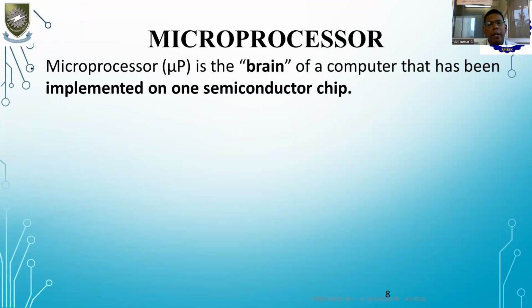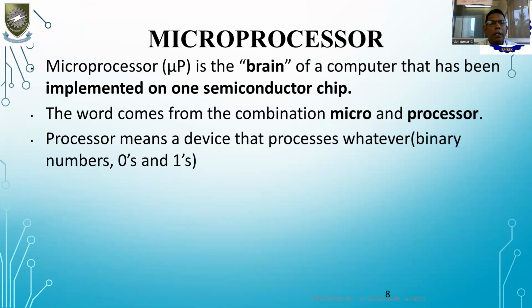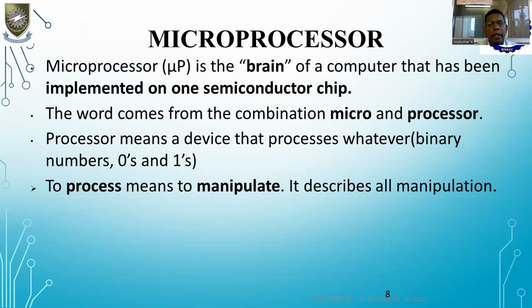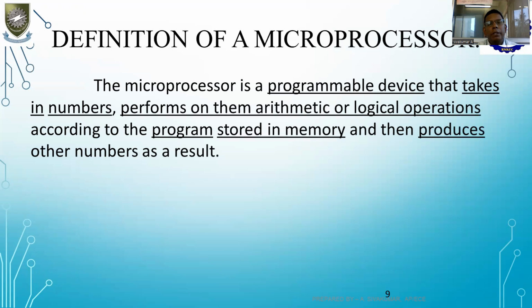The microprocessor is the brain of the computer that has been implemented on one semiconductor chip. The word comes from the combination of micro and processor. The processor means a device that processes binary numbers, zeros or ones. To process means to manipulate. It describes all the manipulations. Micro means extremely small.